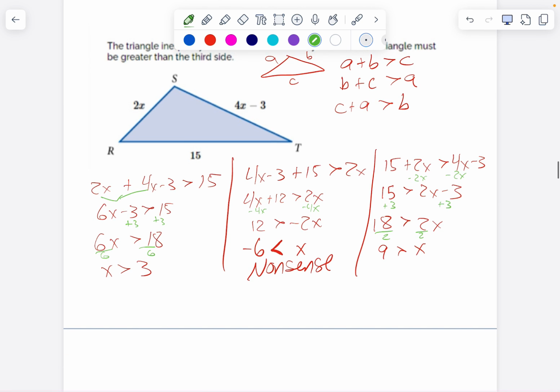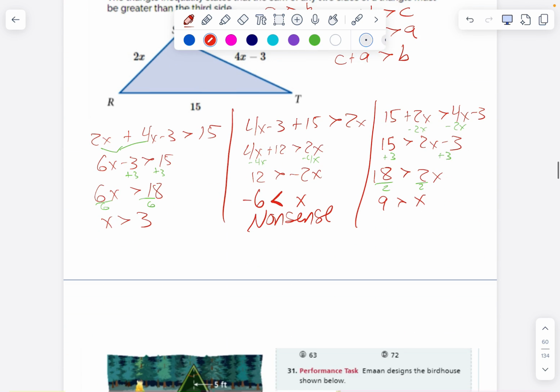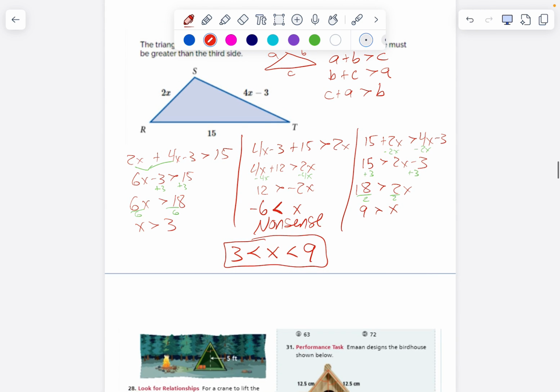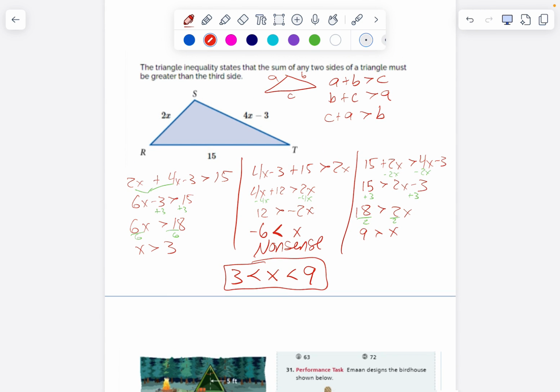Okay, then we go set up our compound inequality. Stick x between 2 less than symbols, and we just do in order from least to greatest. So on the left, we put 3. On the right is 9. And this tells us that x can be between 3 and 9 in order to make that work out as a triangle. So how'd you do on that one? Raise your hand if you got 3 and 9.